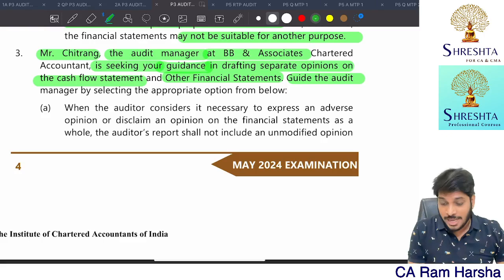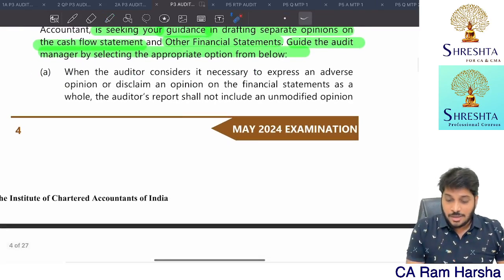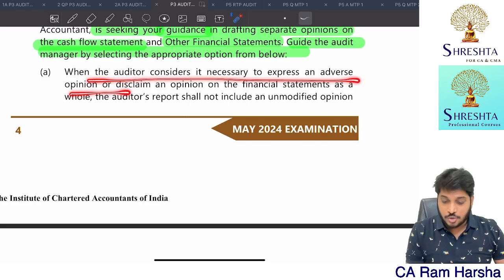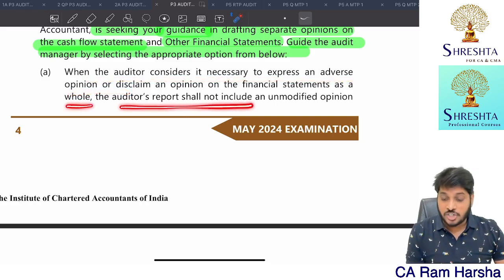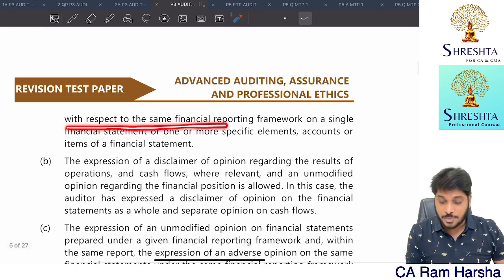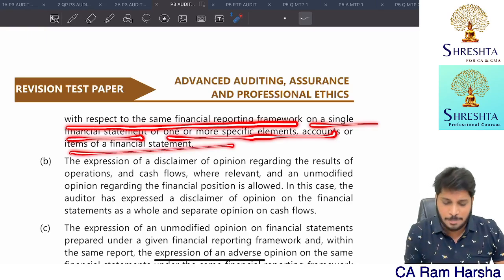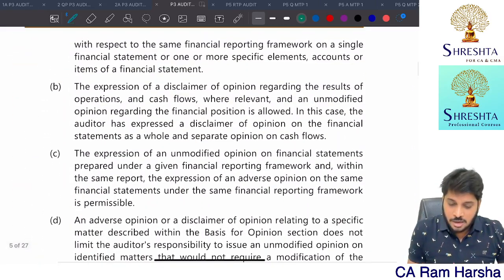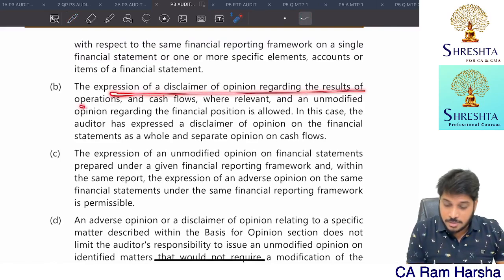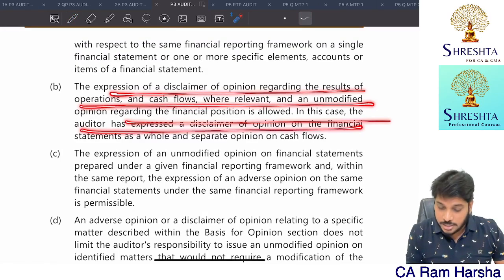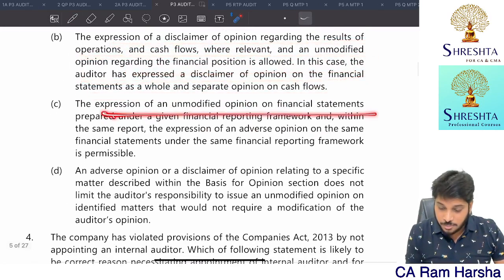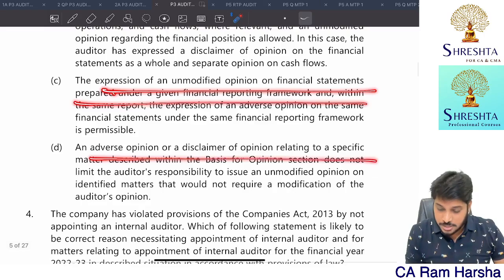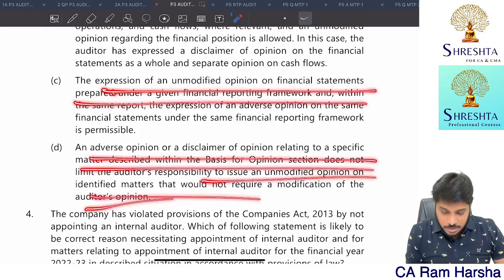cash flow statement and other financial statements. Okay. So he is seeking your guidance on drafting a separate opinion? No, it is not possible. Guide the audit manager: when the auditor considers it necessary to express an adverse opinion on the financial statements as a whole, the auditor's report shall not include an unmodified opinion with respect to the same financial reporting framework on a single financial statement or a specific element. Absolutely right. The answer is straight away A. It is clearly given in SA 705. What is remaining? The expression of a disclaimer. In this case, the auditor has a disclaimer. That's wrong. The expression of unmodified financials, no. An adverse opinion or disclaimer on a specific item. So that's it. I think this is correct.